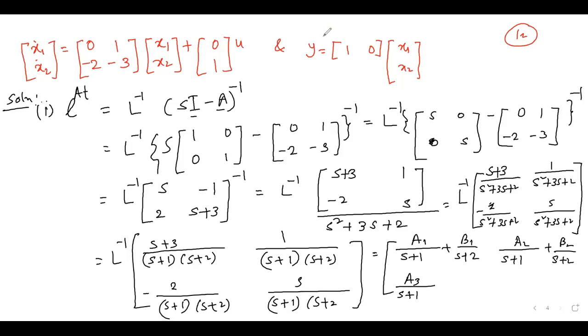Okay. আমি কি ভুল বলছি কিছু? ভুল হলে বলো. This and this term are same. Okay, this is -2 multiplied by this term. So we do not have to calculate this. So just write -2 times a2 by s plus 1 plus b2 by s plus 2. Okay, and finally this is a3 by s plus 1 plus b3 by s plus 2. কত হবে বলো তো?